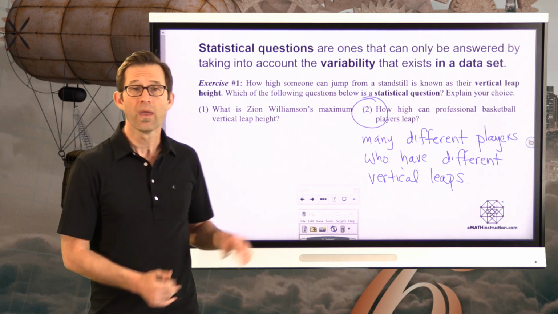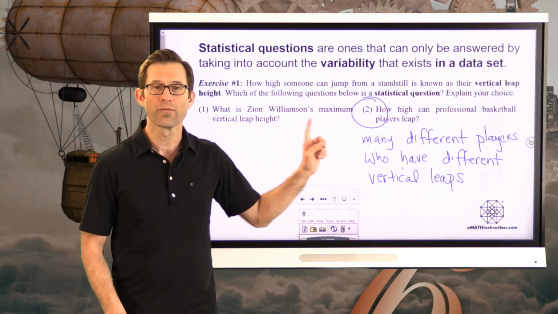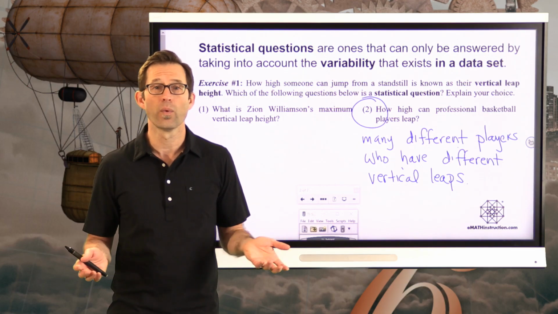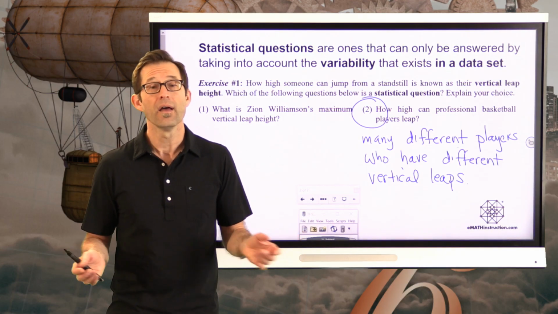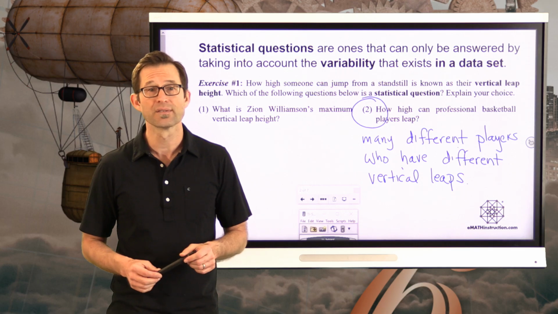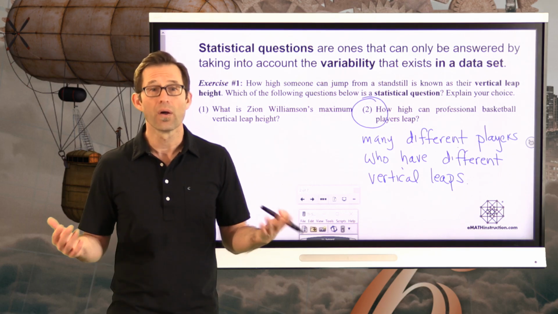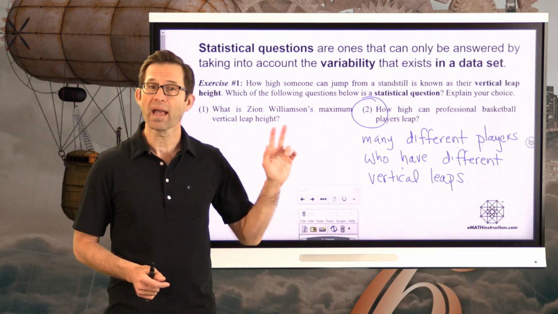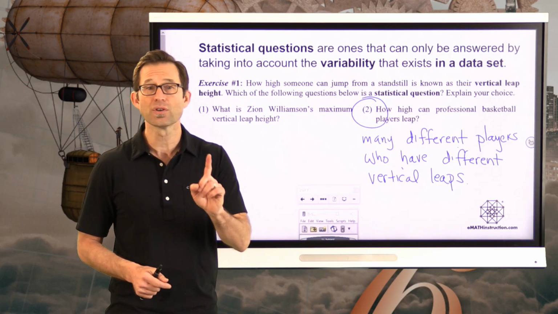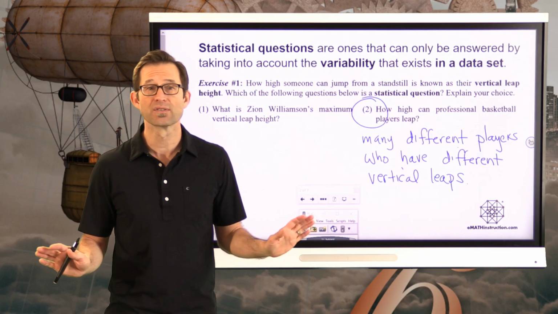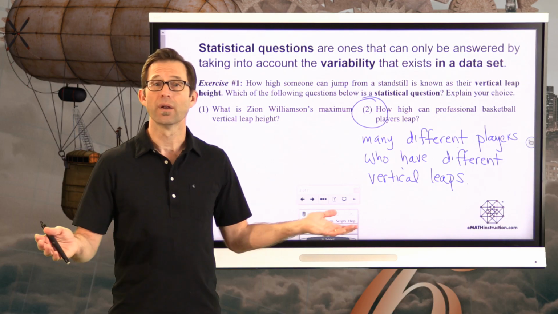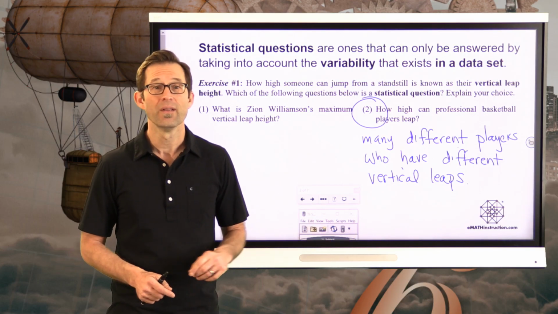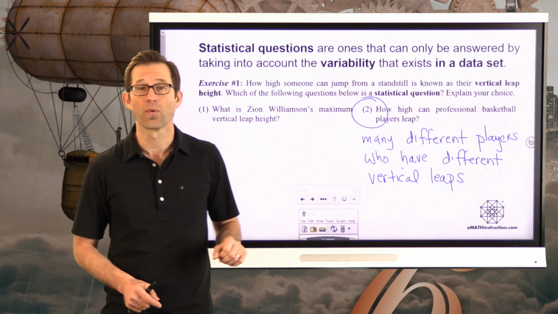Now, by the way, if I had not been careful and just said, how high is Zion Williamson's vertical leap height, that would actually also be a statistical question, because he doesn't jump the same height every time. But his maximum vertical leap height is just one number. There's some record that he holds for himself. That's one number, and therefore this is not a statistical question.